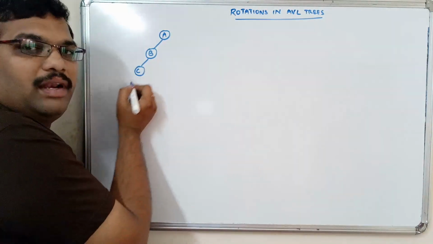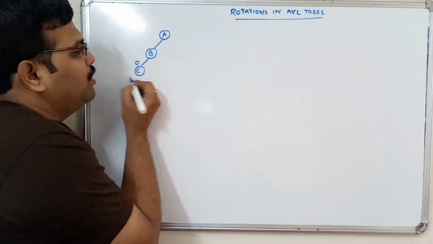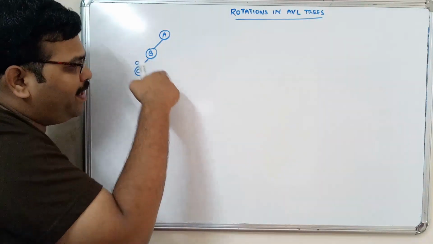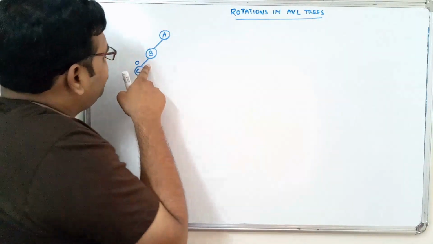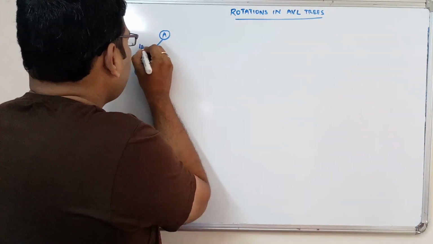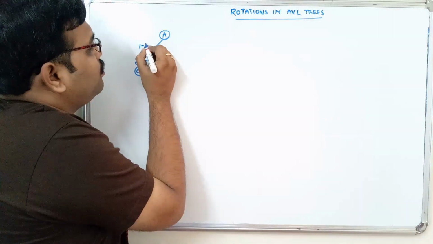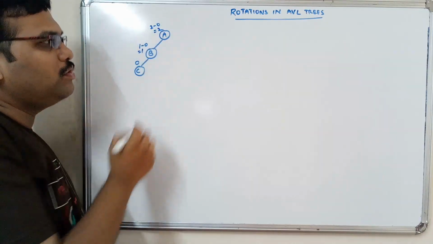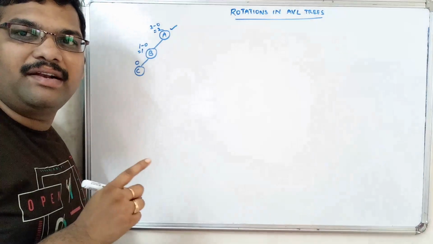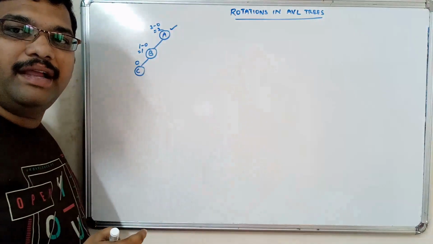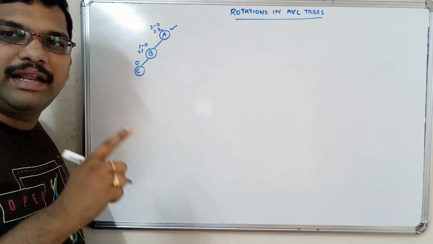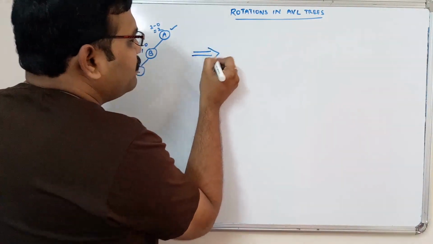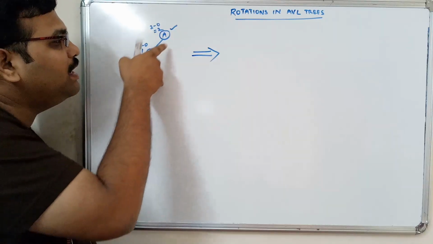For C, there is no left child and right child, so the balancing factor is 0. For B, there is a left child, so there is a left subtree and there is no right subtree. So the height of left subtree is 1 and height of right subtree is 0, so that is 1 minus 0, that is 1, and here 2 minus 0, that is equal to 2. So here the node A violates the AVL tree property because the balancing factor for A is 2, which is not in the range of -1, 0 or 1. Why it became so, because after inserting C to the left of left subtree.